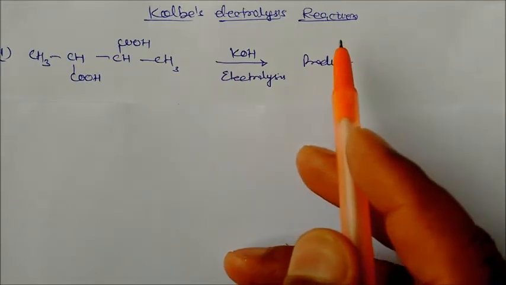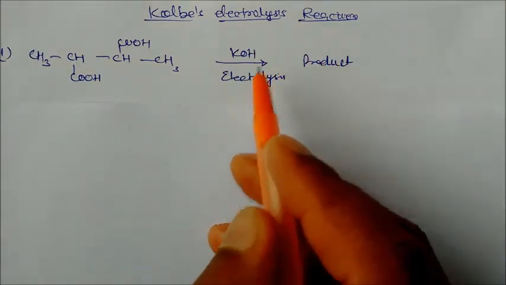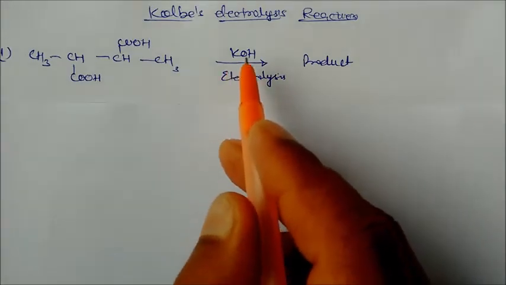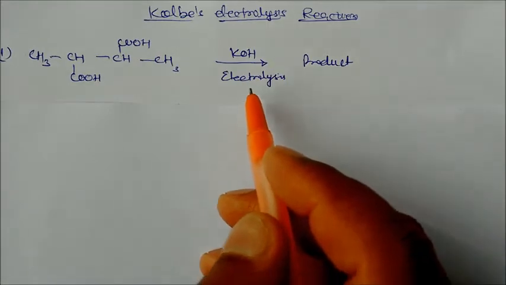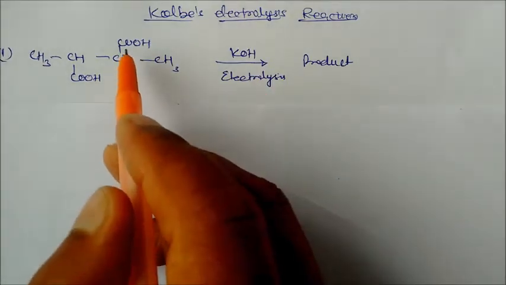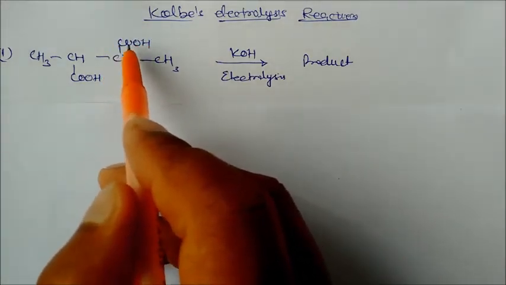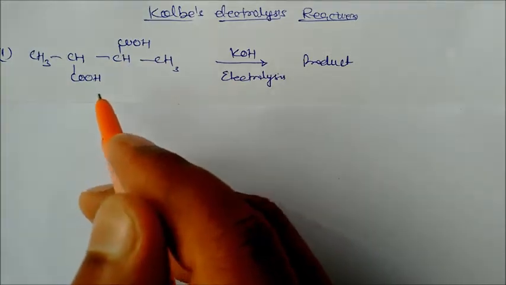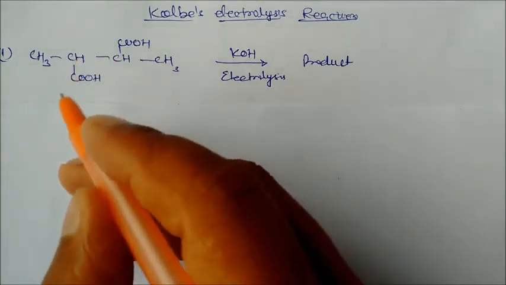Kolbe electrolysis reaction. This reaction takes place in a strong base, KOH, potassium hydroxide, with electricity. Under electricity, what will happen? Normally they will go through a free radical mechanism. Hydrogen will be released, and the COO will convert into carbon dioxide. So these are basically the procedures. In this case, the product will be your.